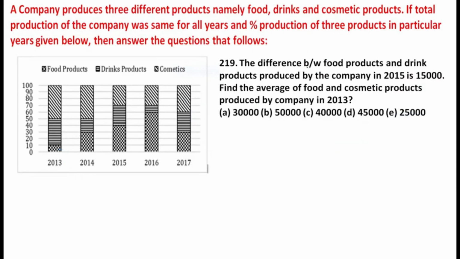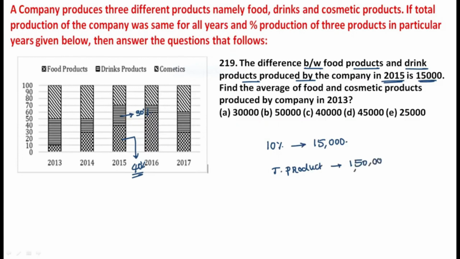Next. The difference between food products and drink products produced by the company in 2015 is 15,000. So in 2015, for food products and drink products, 70 minus 40 is equal to 30%. That is exactly equal to drink. Now food products is exactly equal to 40 minus 0, which is 40. Now the difference value is exactly equal to 10%. Now 10% becomes exactly equal to 50,000. Now the total production, exactly equal to 100%, becomes 1 lakh.